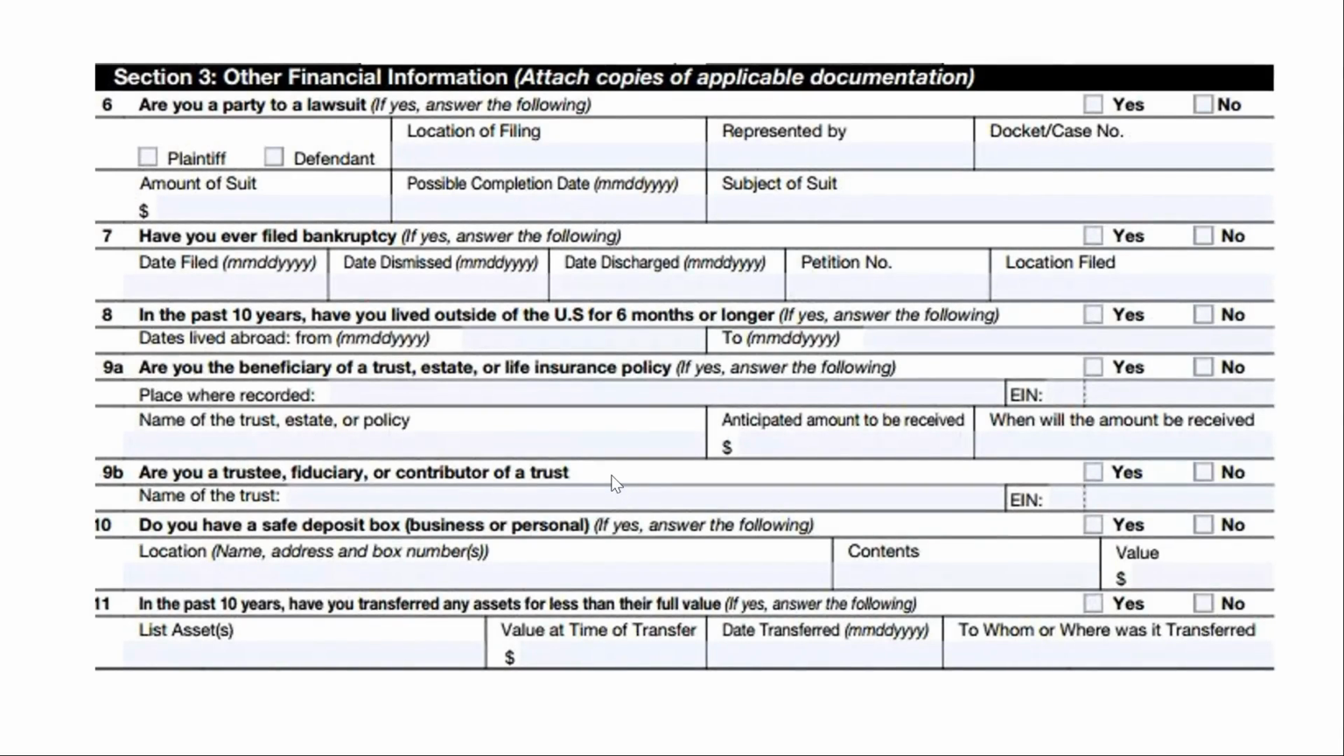And this creates all kinds of fun legal complications for your client. All right. But the IRS wants to try to identify the potential for that.